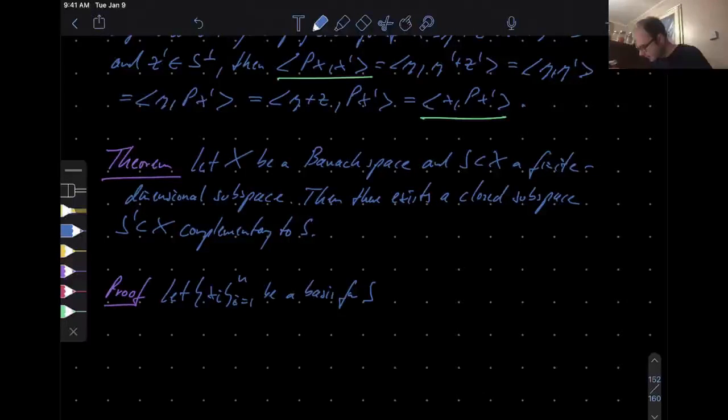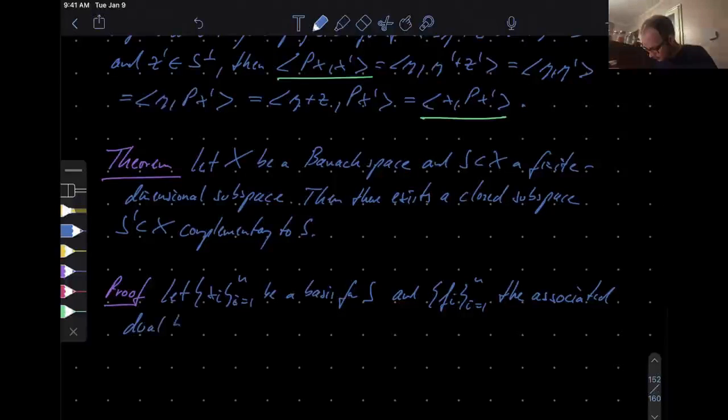Let x1, ..., xn be a basis, and maybe you discussed this in linear algebra as well. If not, then I will do an exercise. There's also the dual space of the finite dimensional space, and the dual space has the exact same dimension as your finite dimensional subspace S, so it has again a basis. That's the one I'm using here: the associated dual basis for S star.